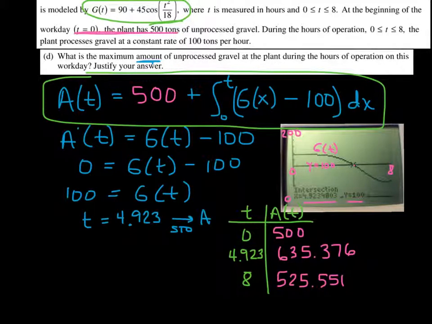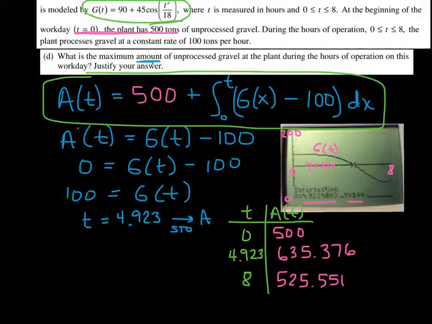Okay, so I went ahead and entered in. The first one was really easy because as I was entering, it was 500 plus the integral from 0 to 0. So I knew that this whole second part was going to cancel itself out, and so therefore I just got the 500. Okay, but then the next one I used a for my t. So I did 500 plus the integral from 0 to a of this function minus 100 dx, and I ended up with 635.376, and did the same for when t was 8.